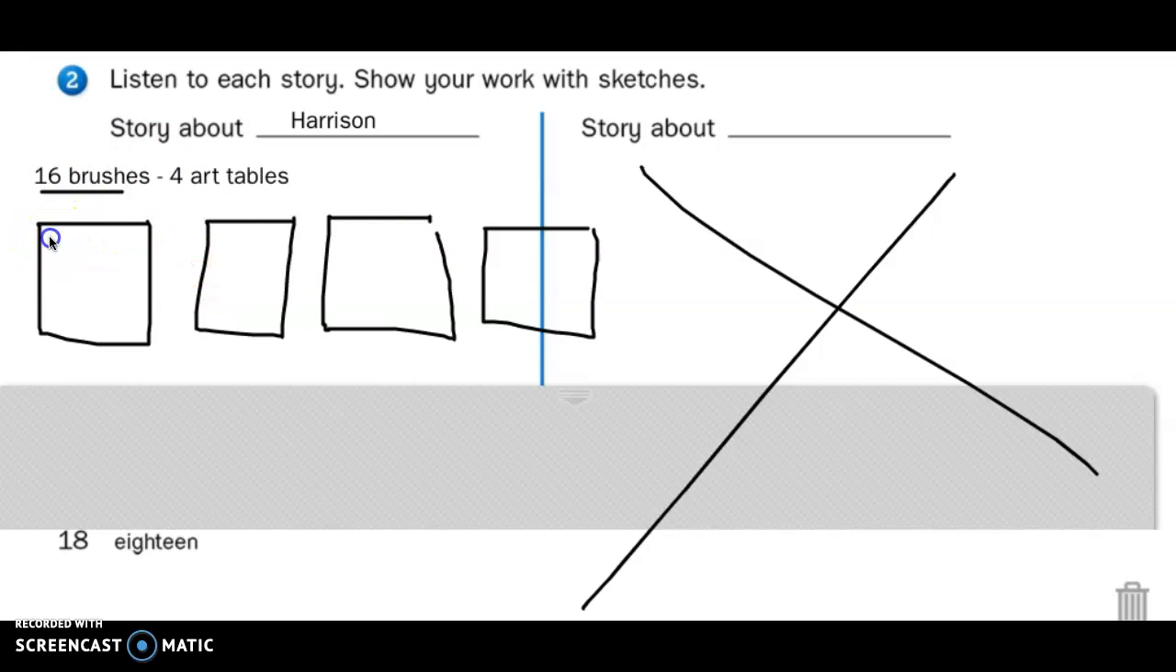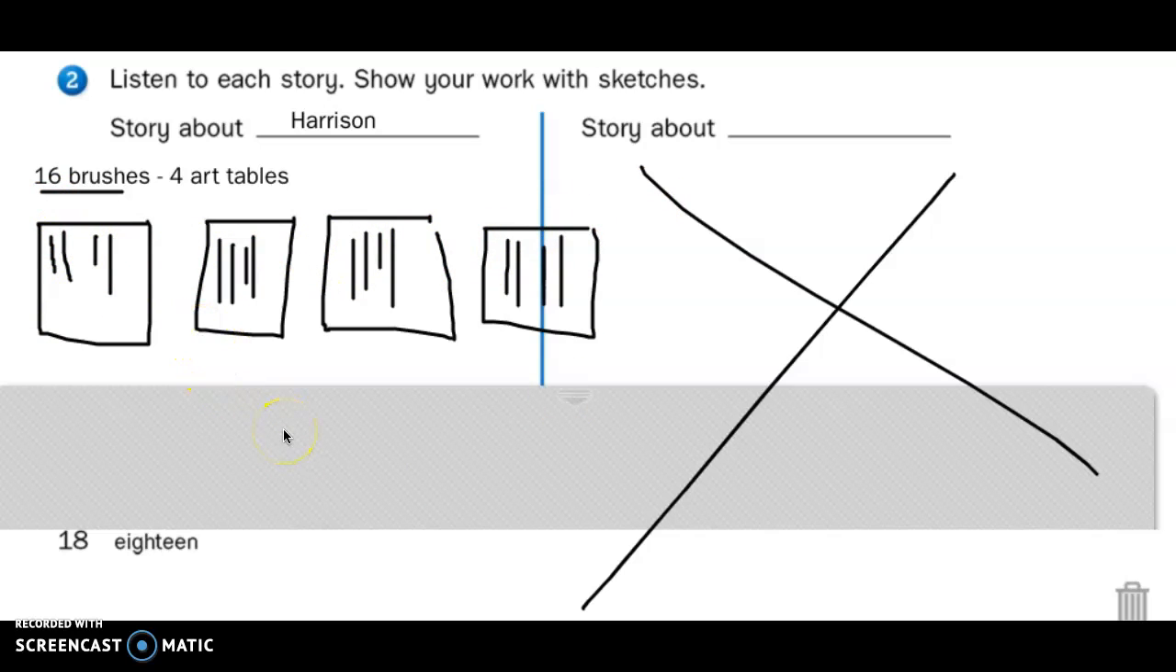I'm going to use my tallies again. I'm going to keep counting by ones till I get to 16. 1, 2, 3, 4. Okay, each group has 1. Now I need to start at the beginning because they need to be equal on each art table. I stopped at 4, 5, 6, 7, 8, 9, 10, 11, 12. 13, 14, 15, 16. I'm at my magic number. How many paintbrushes were on each art table? 1, 2, 3, 4. That means there should be 4 paintbrushes on each table.